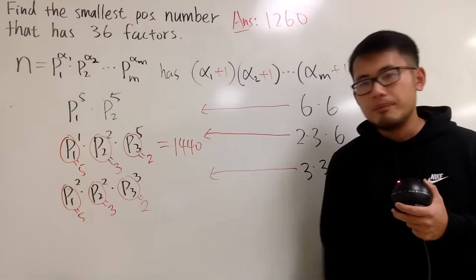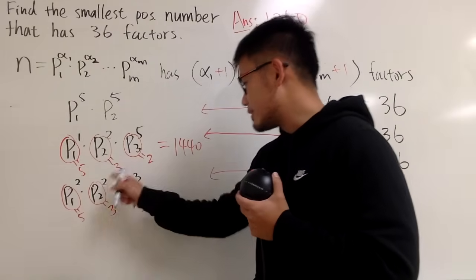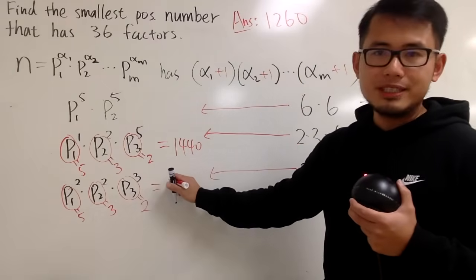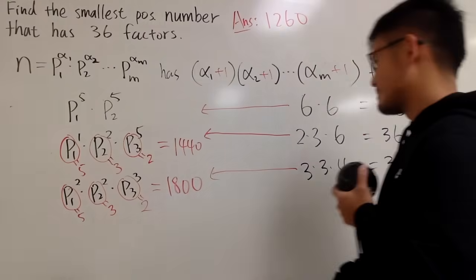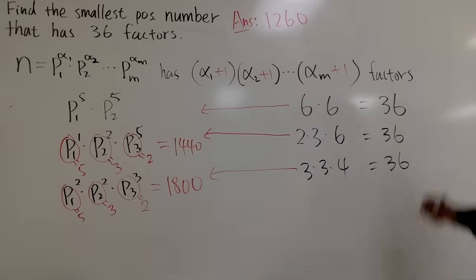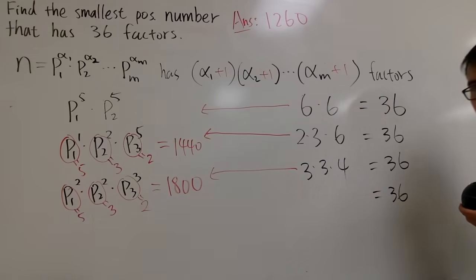But anyway, if you multiply this out, 5 to the second times 3 to the second times 2 to the third, in this case, you will end up with 1800. Okay, so now let's try to break this down again.